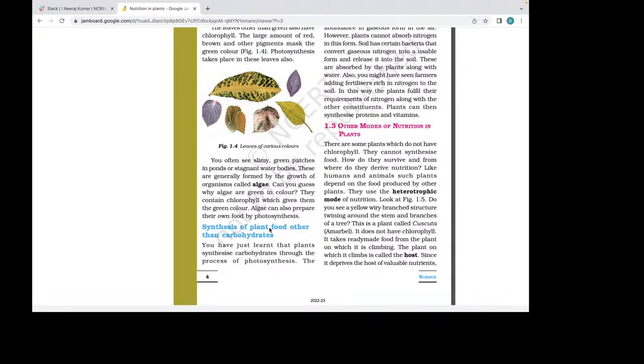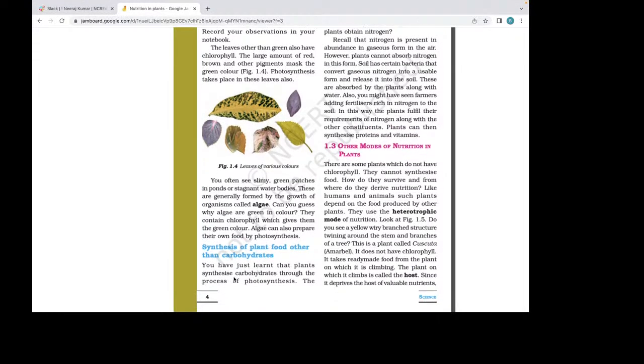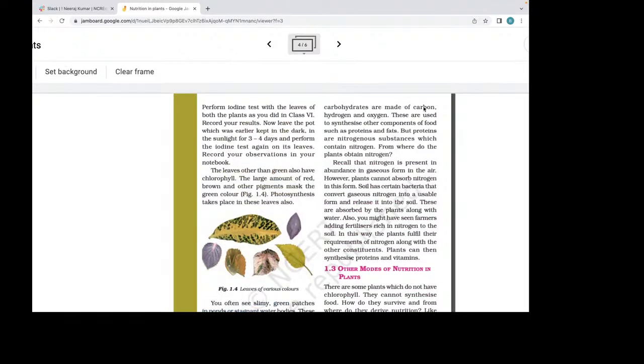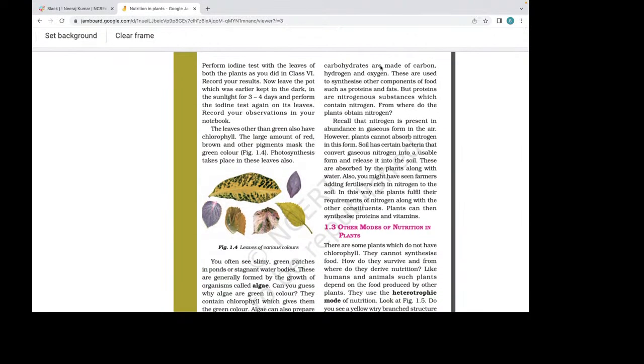Okay, now synthesis of plants' food other than carbohydrates. All right, now let's learn about this. You have just learned that plants synthesize carbohydrates through the process of photosynthesis. We have learned that it produces carbohydrate and oxygen. Now, the carbohydrates are made of carbon, hydrogen, and oxygen. That is why they are called carbohydrates, because they are made up of carbon, hydrogen, and oxygen.